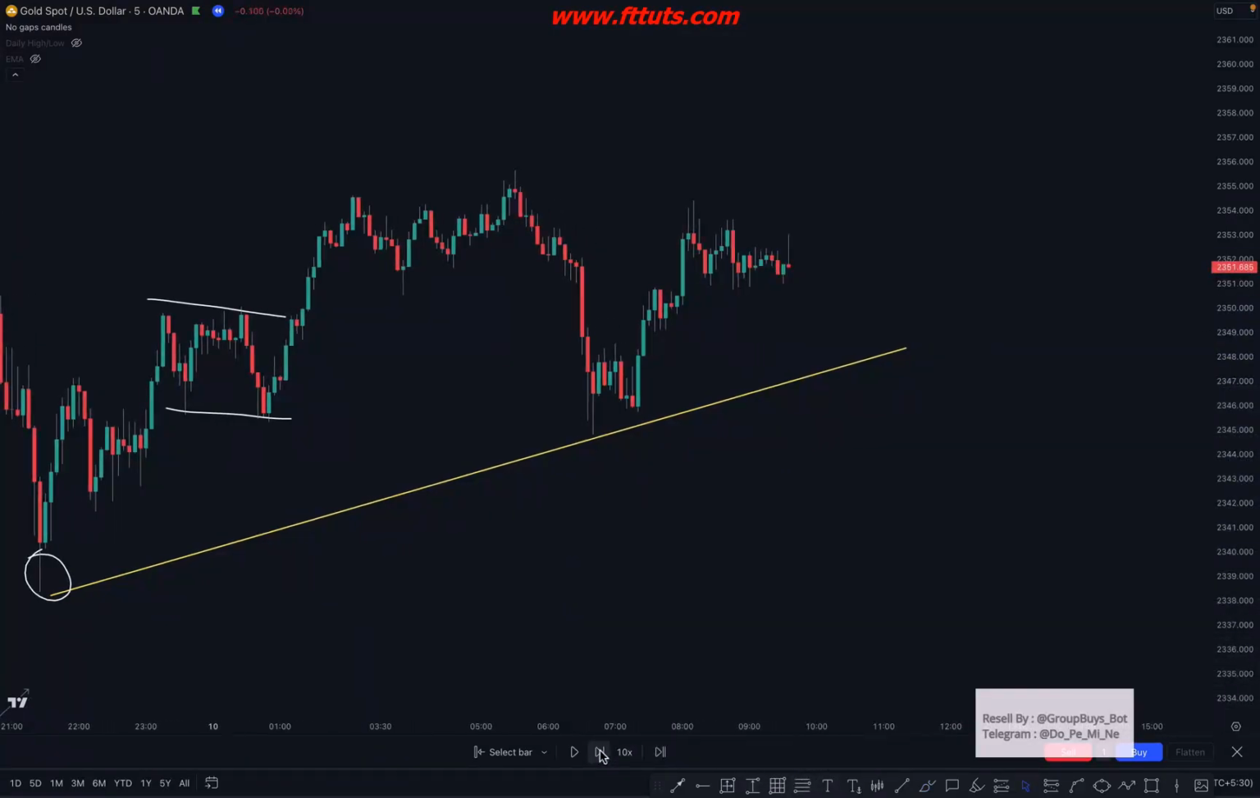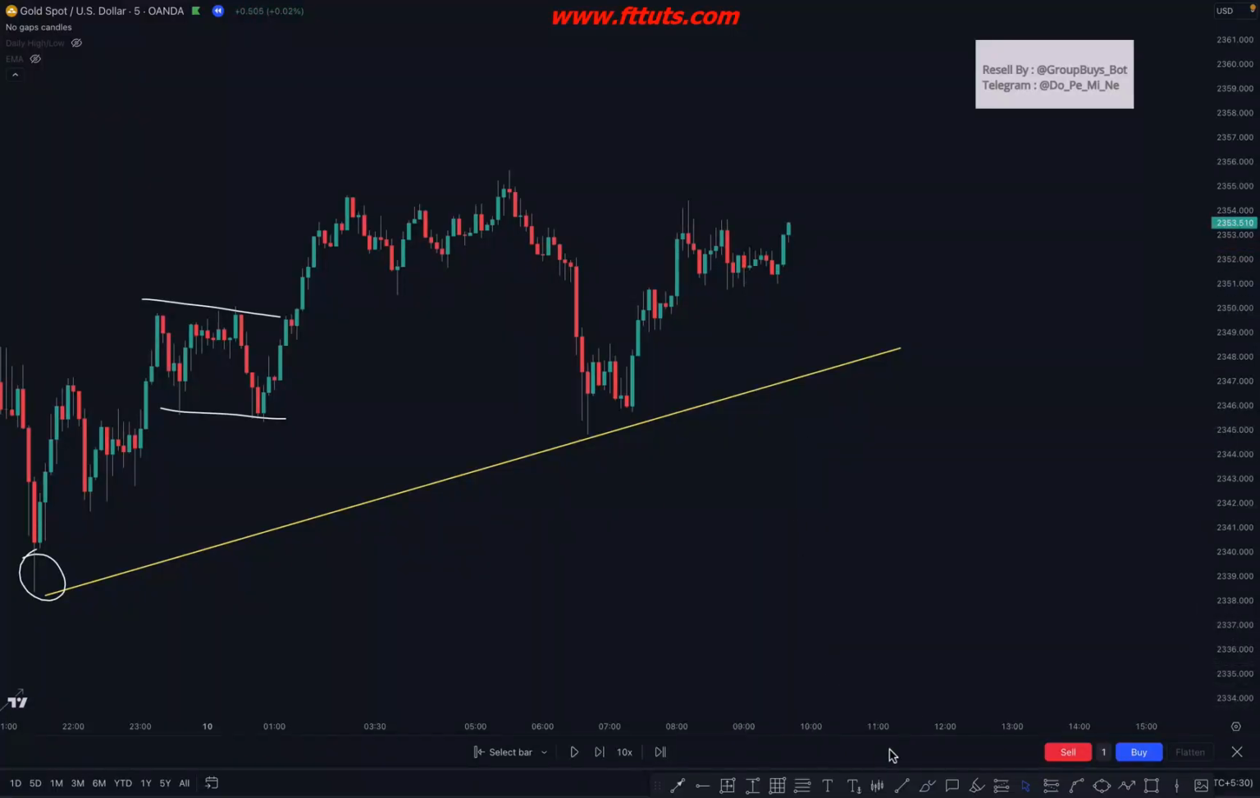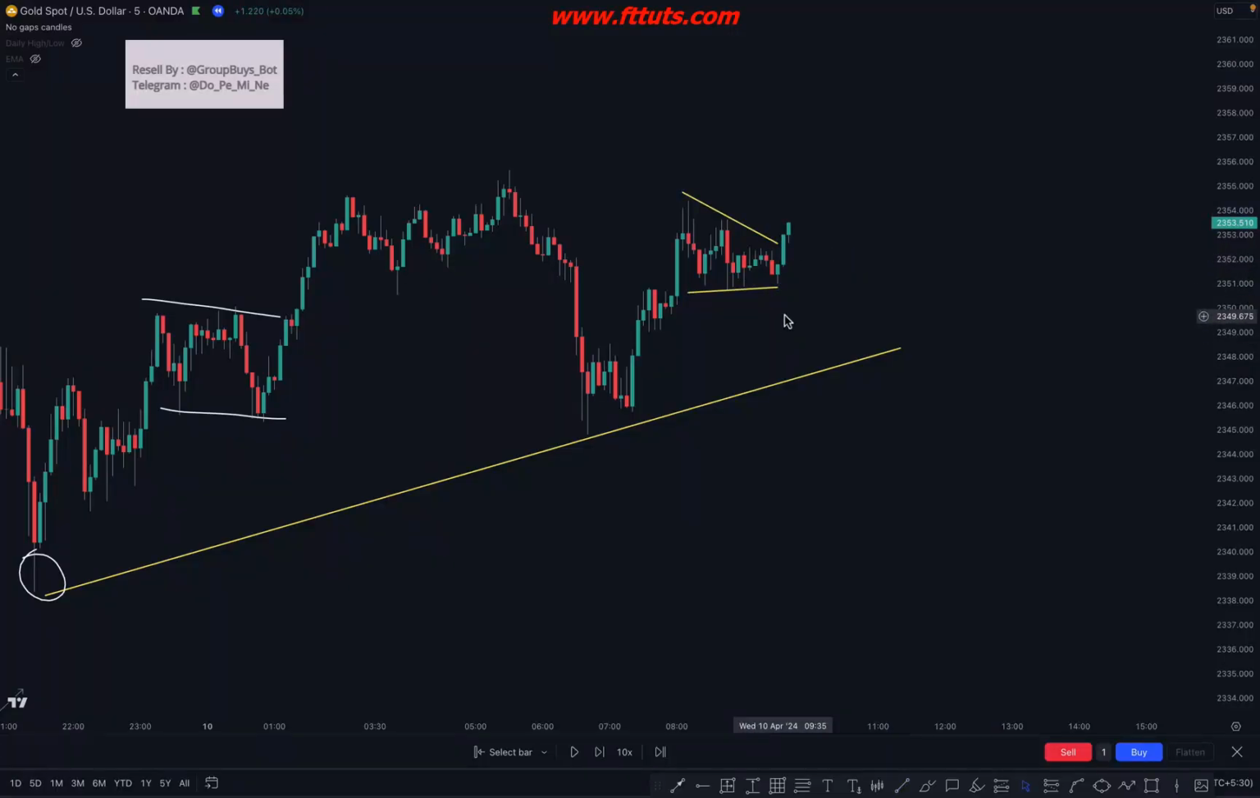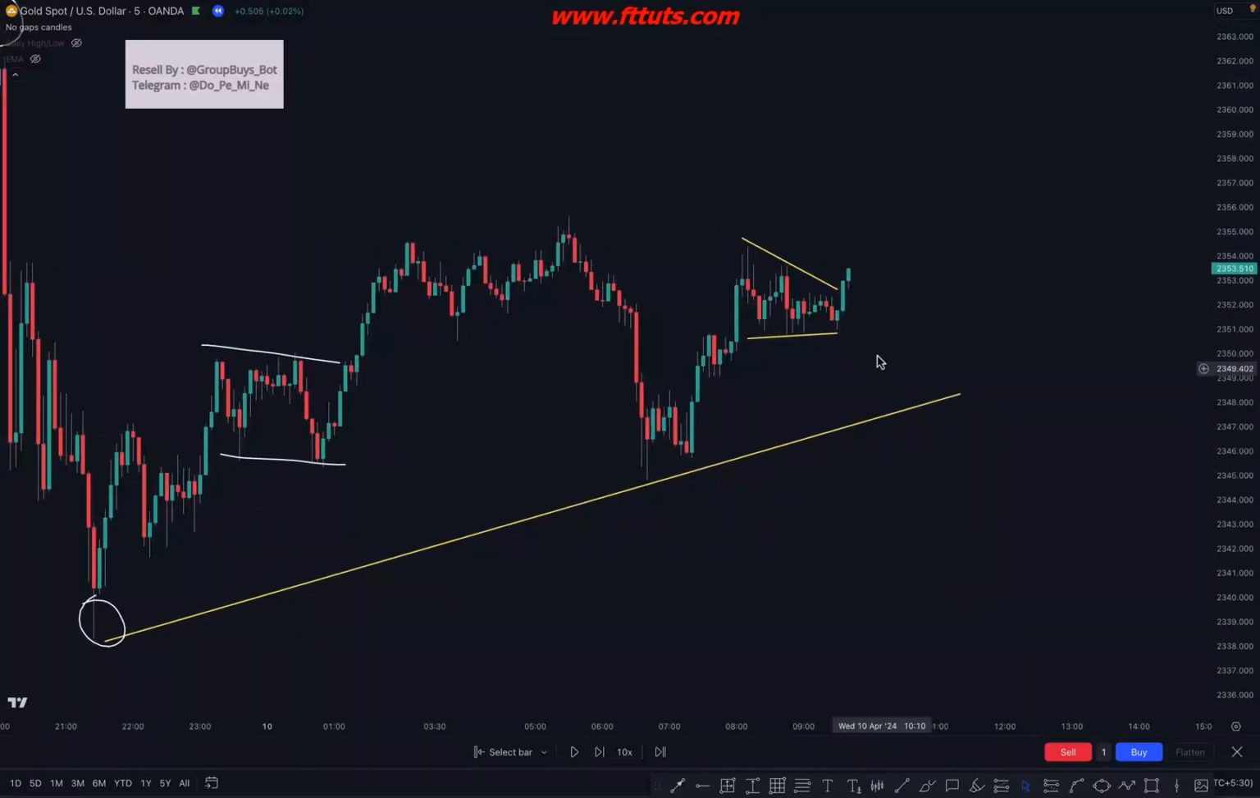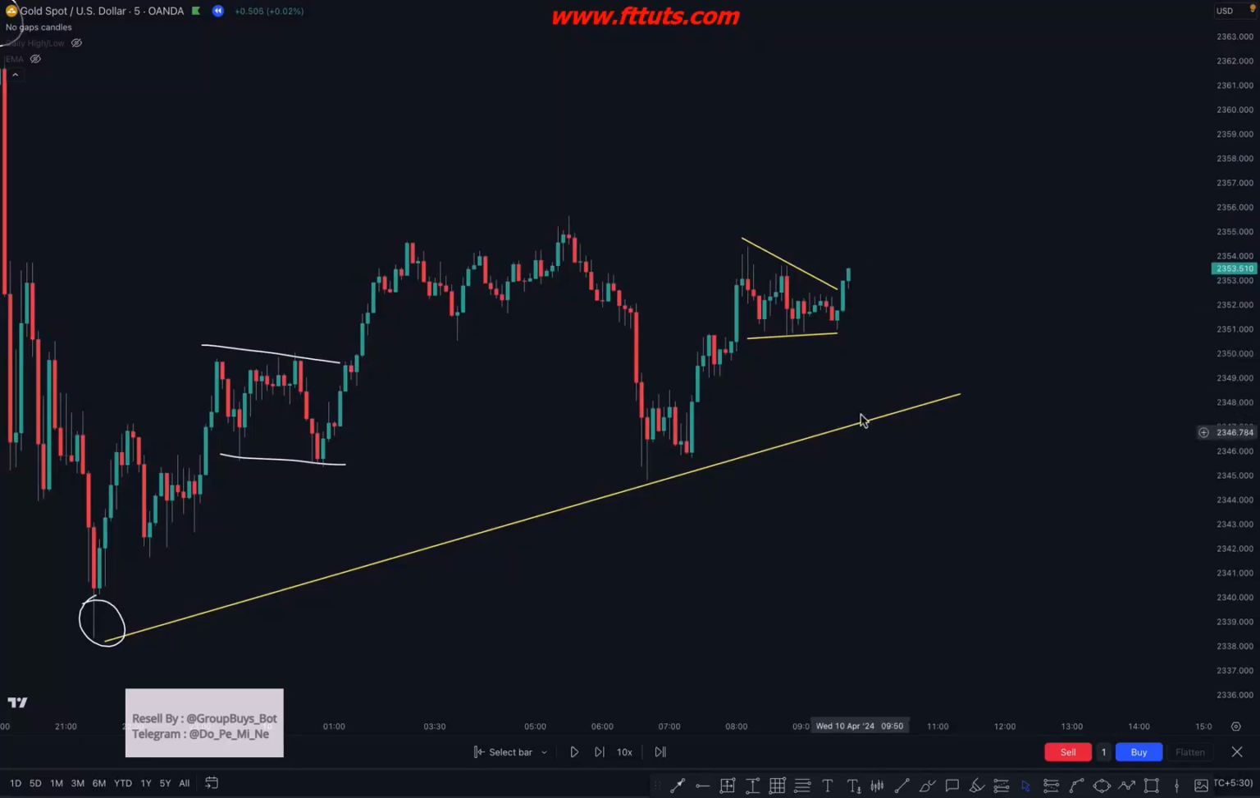Okay, the market is trying to create a bullish flag pattern here. So finally the market created this strong bullish pattern. It looks like a continuation pattern, and we can expect one more short-term move to the upside, and we can buy here at this point, right?